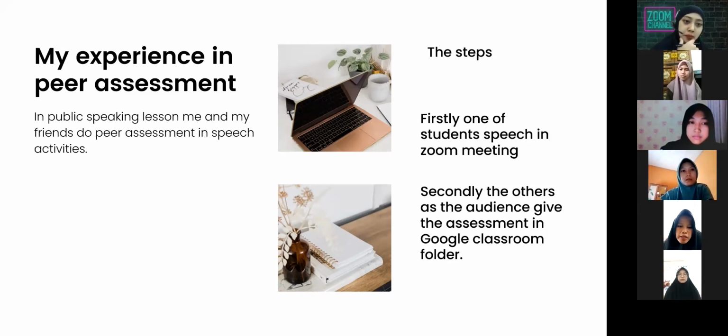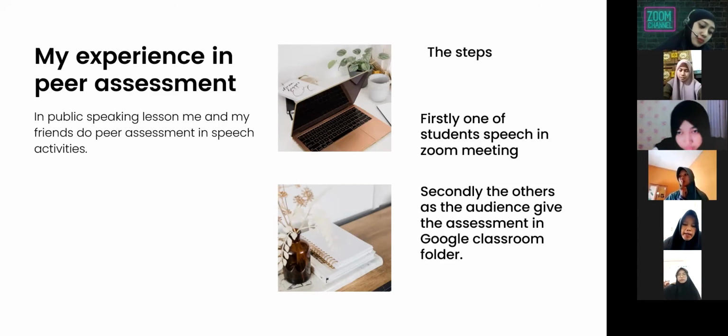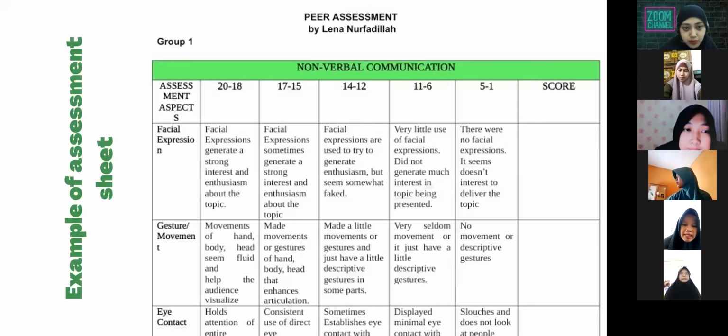The steps of this peer assessment are: firstly, one student gives a speech in a Zoom meeting or virtual video, and second, the other students give the assessment in Google Classroom. Okay, I will give you an example of the assessment sheet. Next slide, please. It's an example of the assessment sheet that we used in public speaking.